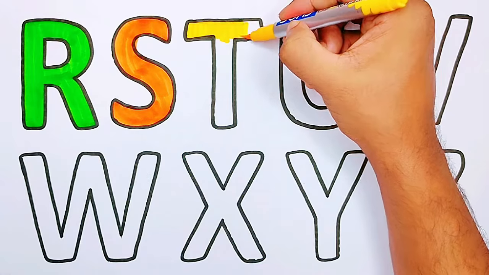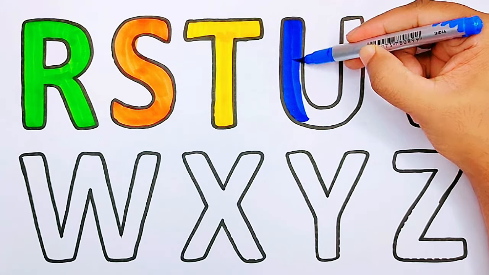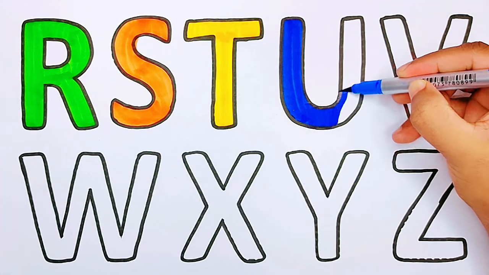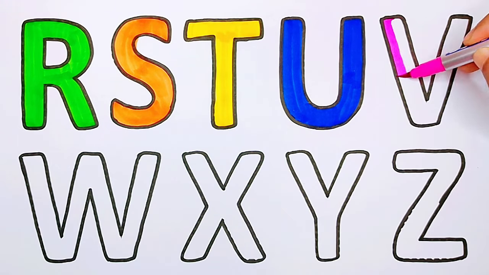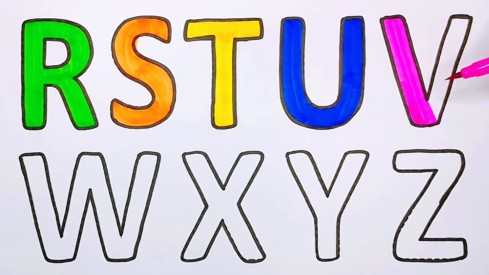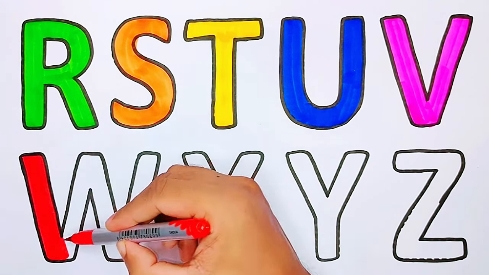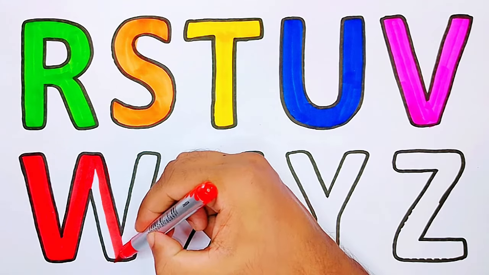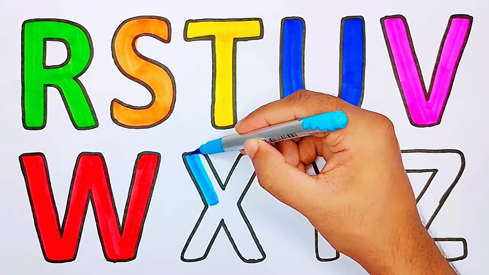T for tortoise. Blue color. U for urchin. Pink color. V for violin. Red color. W for whale. Sky blue color.